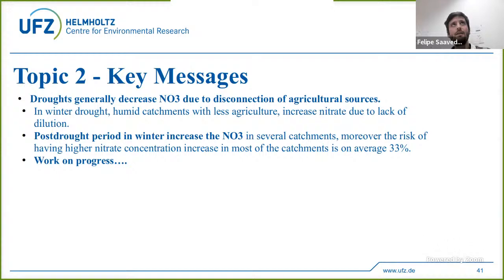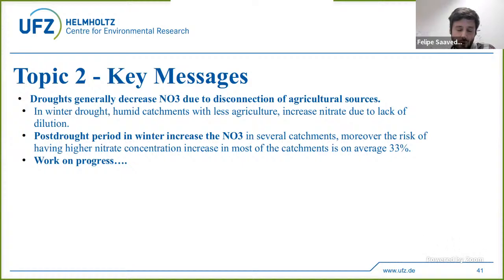So if you have drier conditions, you will not be connecting, for example, forests that are typically in the high part of the catchment. And then you will have an increase in the nitrate concentration, because forests are not rich in nitrate. They don't release so much nitrate compared to an agriculture catchment.